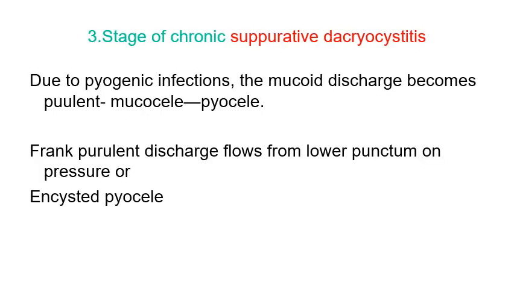Then there is the stage of chronic suppurative dacryocystitis. Due to pyogenic infection, the mucoid discharge becomes purulent. Then the mucocele becomes a pyocele. Frank purulent discharge flows from the lower punctum on pressure, or there can be an encysted pyocele. If the discharge comes after pressure, it is called regurgitation. So it can come as mucoid, or as frank pus if it is a pyocele. And if the encysted mucocele turns into a pyocele, there will not be any discharge.